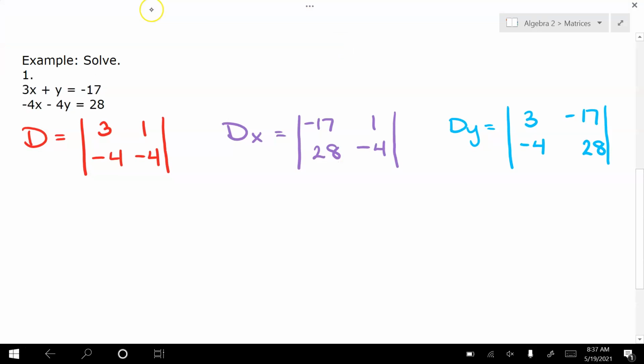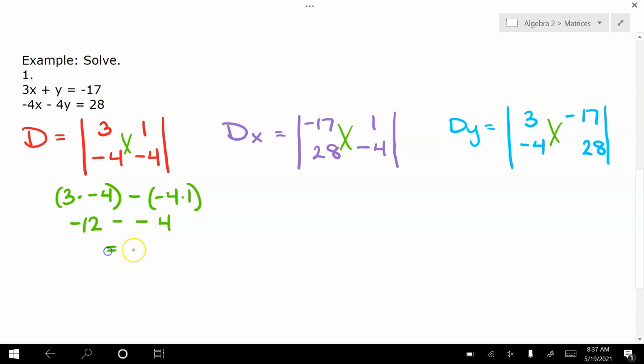To evaluate, remember all we're doing is we're cross multiplying and we're subtracting. So for this first one, you're going to take 3 times negative 4 minus negative 4 times 1. So that's going to be negative 12 minus negative 4. Watch your signs here. So negative 12, this ends up being added to 4 because you've got double negatives. That equals negative 8. So that's the D, the regular determinant.